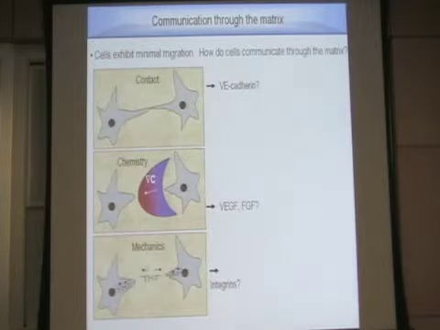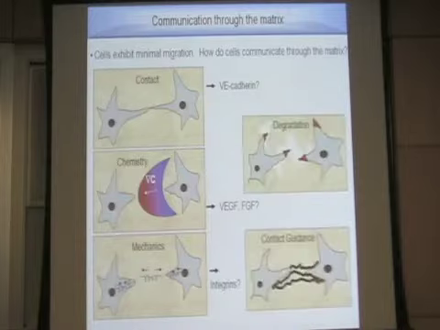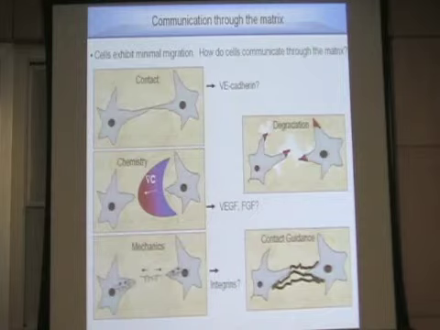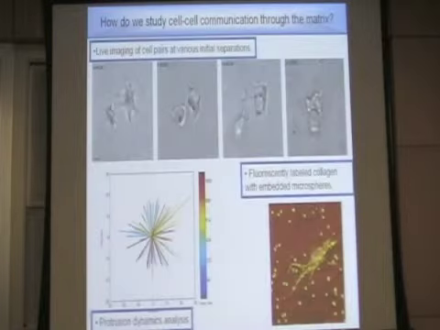Are they just reaching out, and if they contact another cell, then they'll connect? Or is it some sort of mass transfer phenomenon, some gradient? Or is it actual pulling on the matrix and mechanical signaling? And kind of subsets of that, we've been thinking about possible matrix degradation as creating pathways, as well as possible contact guidance along this fibrous collagen matrix. So how do we study this?